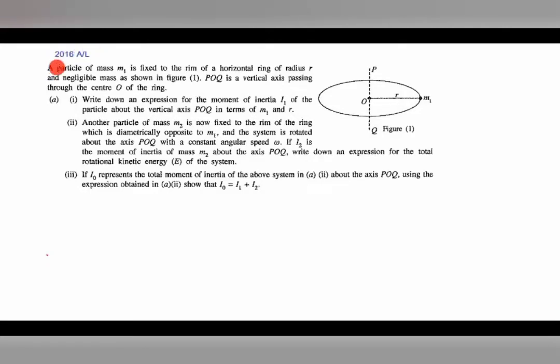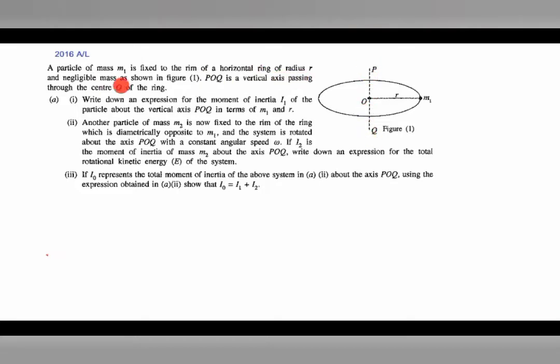Okay, let me analyze the 2016 A-level rotational motion question. Let me read it out now. A particle of mass m1 is fixed to the rim of a horizontal ring of radius r and negligible mass, as shown in figure 1. PQ is a vertical axis passing through the center of the ring.